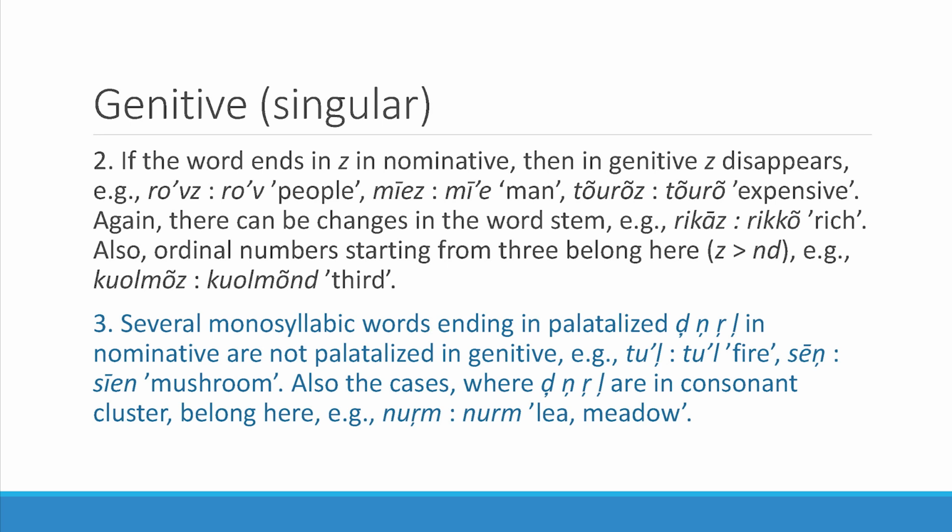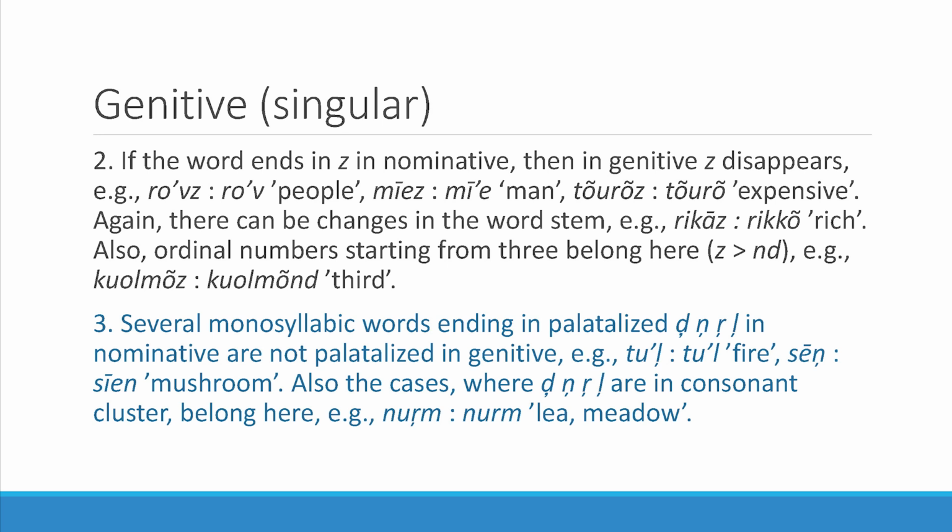And the ordinal numbers starting from number 3, so not number 1 and number 2, but starting from the 3, belong to this group. So it's, for example, the ordinal number 3rd, it's kolmas, but in genitive it's kolmand. So here this z changes to nd.